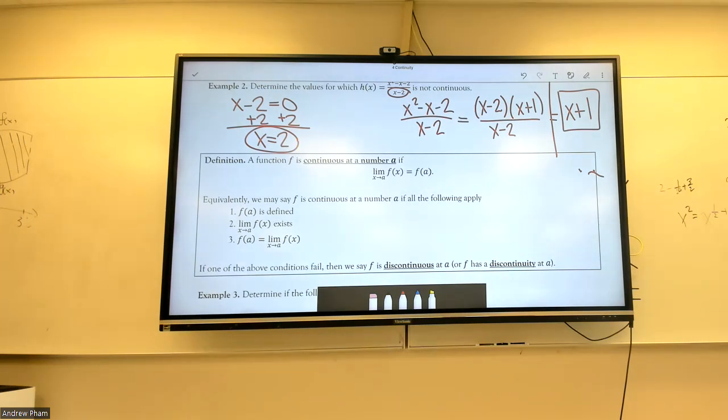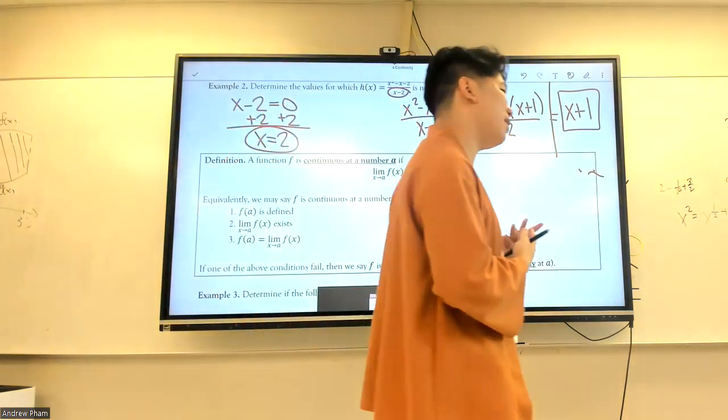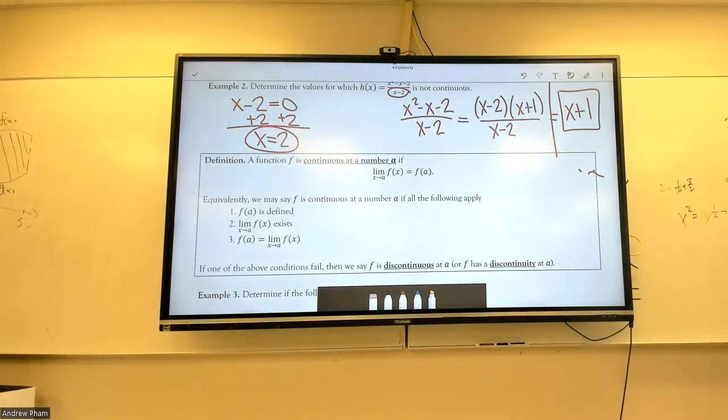So I call this the continuity checklist. And this continuity checklist says that if any one of those conditions fail, then we are not continuous, or discontinuous, at a. Or you might hear me say f has a discontinuity at the number a. So this is how we're checking for continuity.